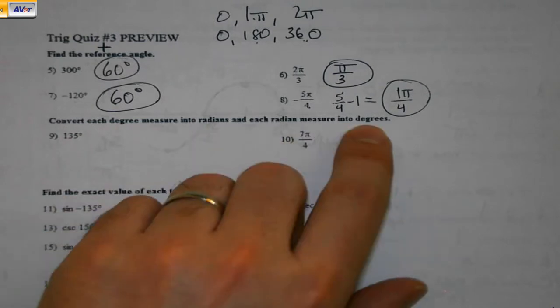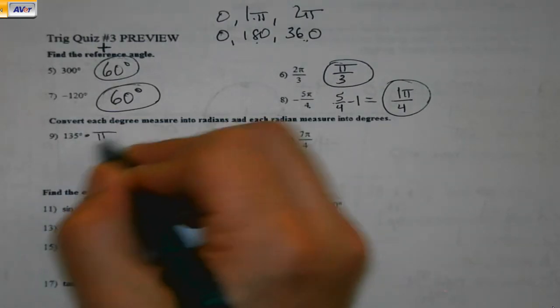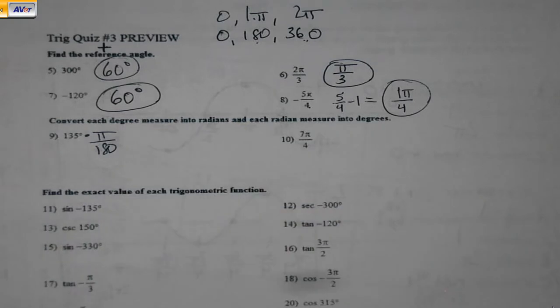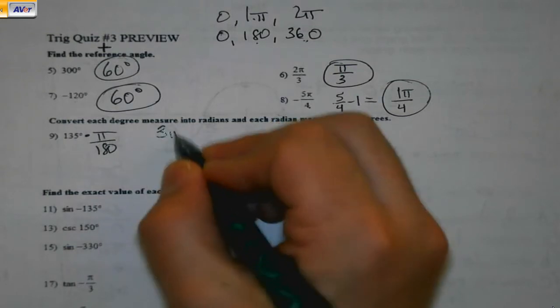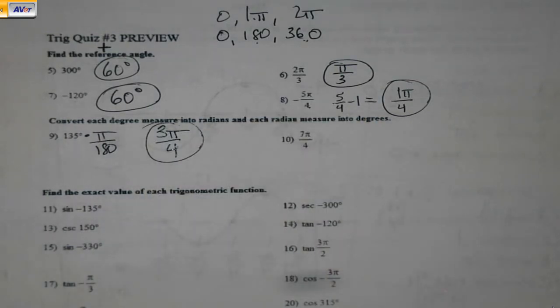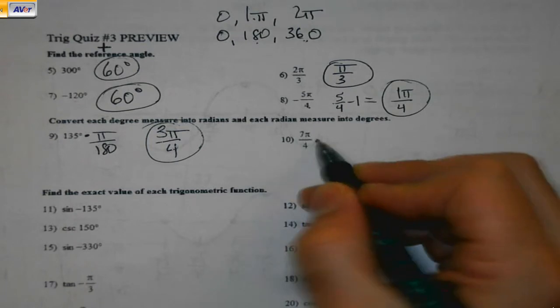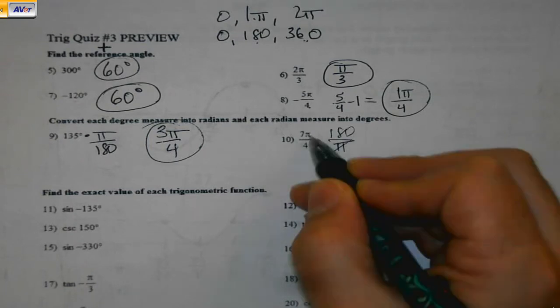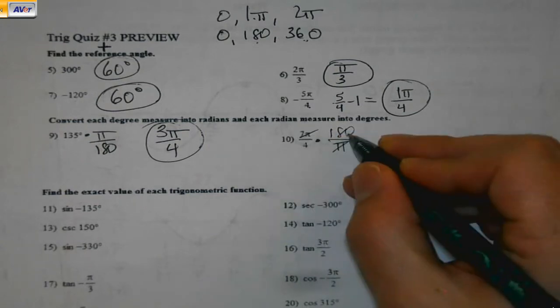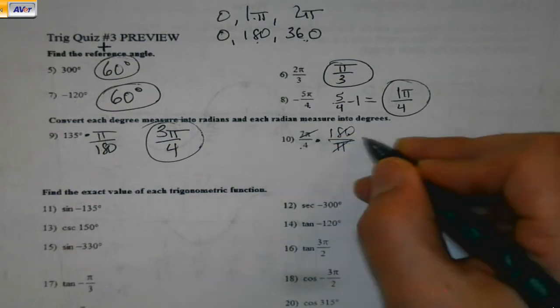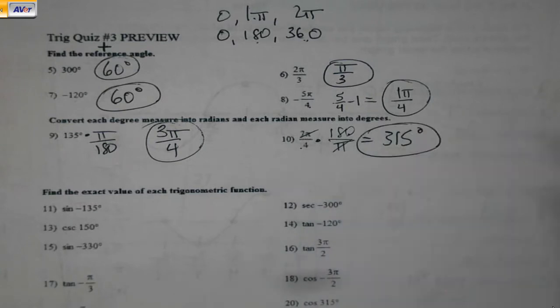Convert degree to radians, radians into degrees. We want radians. Pi is on top. At this point, you have a calculator. A little 135 over 180 math, enter will do you good, even though 45 goes into both of them. Get my answer. If we're in radians and we want to go to degrees, we want to cancel those guys. 7 times 180 is 1260 divided by 4 is 315.